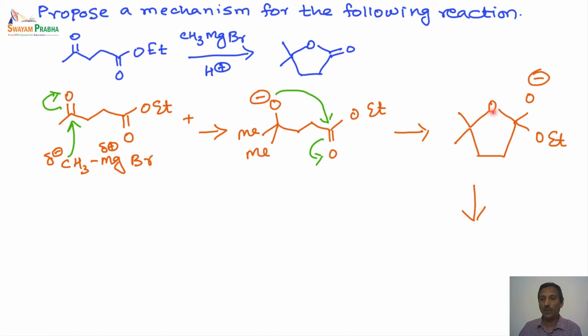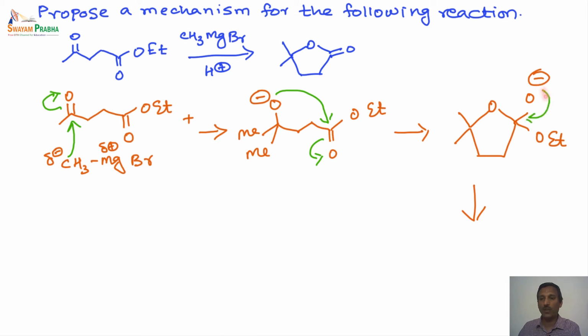Starting from oxygen, the first carbon has 2 methyl groups, and the oxygen is number 1, 2, 3, 4 and 5. The fifth carbon has an OEt group and O minus, both present on the fifth carbon. So that way we can easily draw the structures.